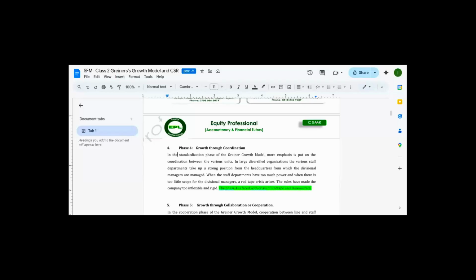So at this phase 4, it is the standardization phase of the Greenhouse growth model, and more emphasis is put on coordination. More emphasis is put on coordination between various units, departments, regional offices. Our emphasis is how we can coordinate all these units so that there won't be any lapses, oversight, or derailment in goals.